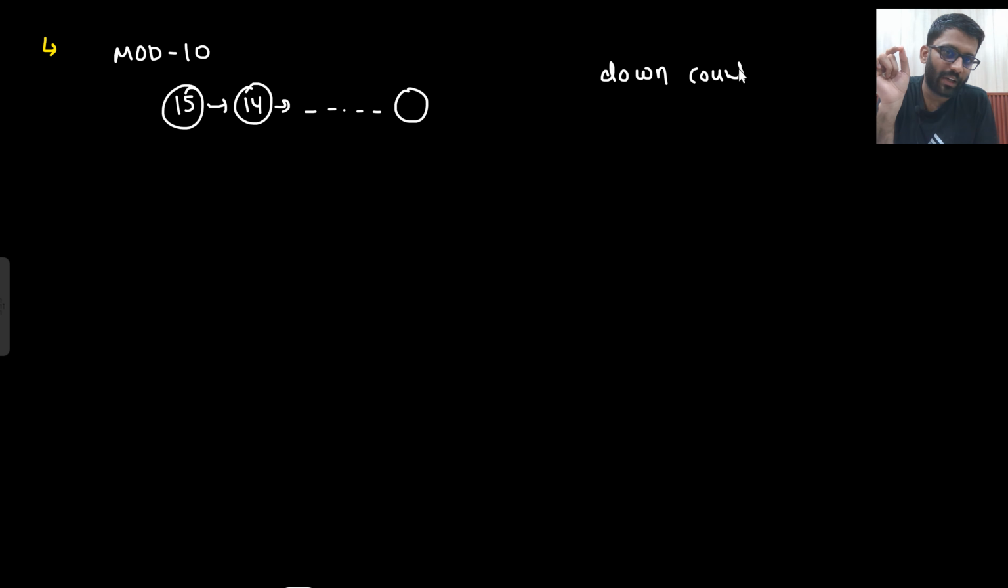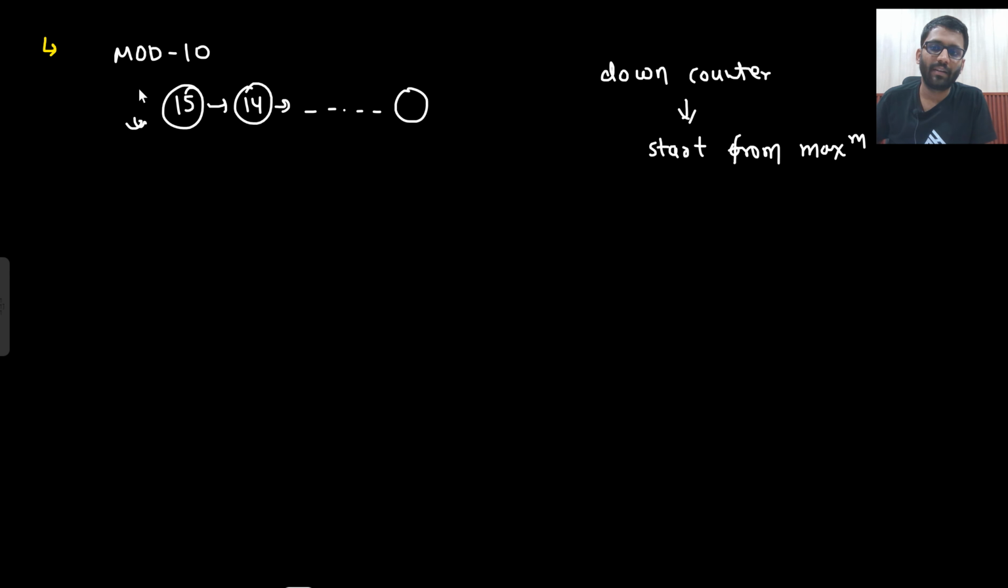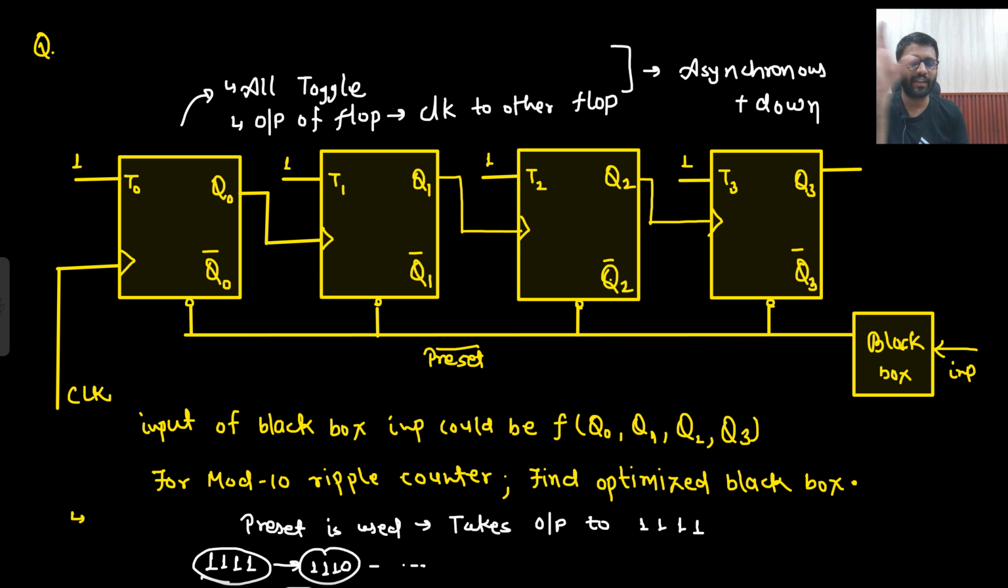So in a down counter, what am I expected to do? I should start from the maximum. If I am designing a down counter, that means I am expected to start from the maximum. And where am I starting from? I am actually starting from the maximum as well. That means the trick is applicable. So here the trick is applicable. Are you getting this point? So this is how I am going to think in the examination. I am not mugging up anything.